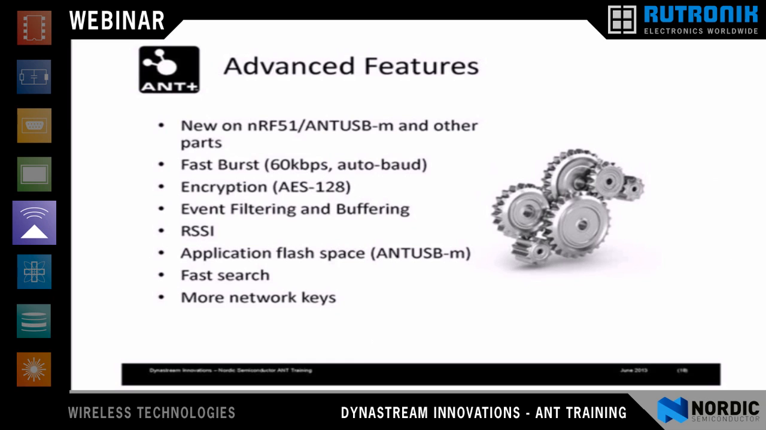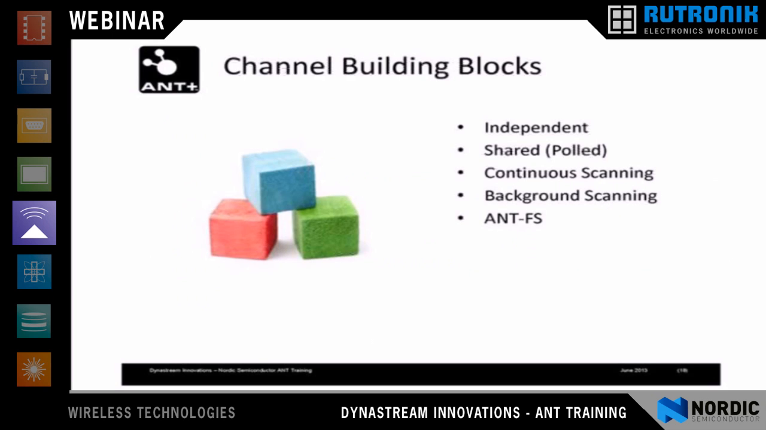And we've added the ability to put more network keys, up from 3 in the AP2 to 8 in the NRF51. Not many applications use that, but when you have a more complex receiver that is talking to a variety of different networks, like a home health hub, for example, you'd want to have more network keys for private and public networks.